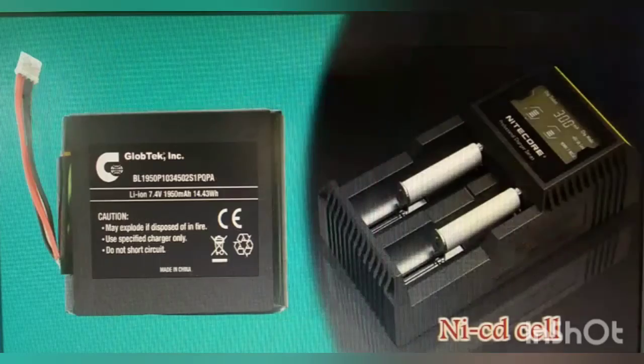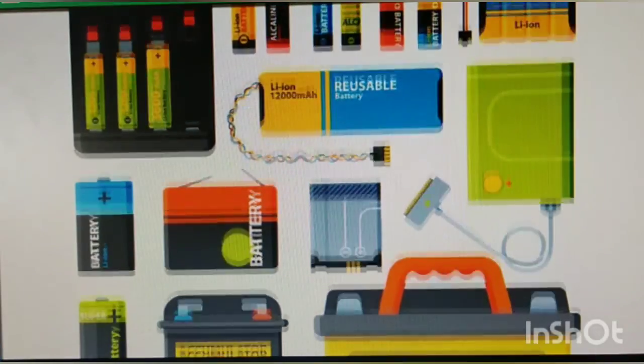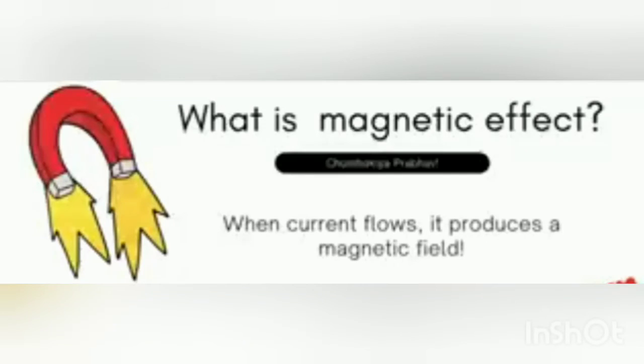So today we have learnt about the electric cells that are currently in use, and in the next lecture we will learn about the magnetic effects of electric current.